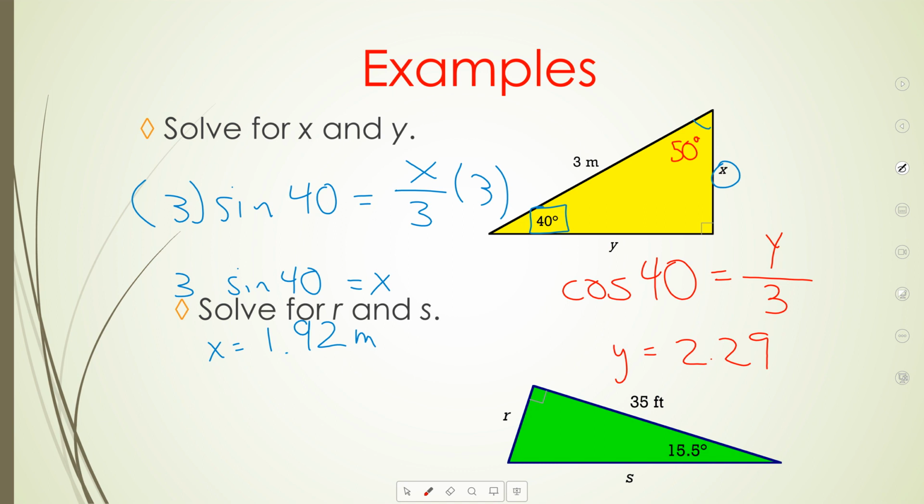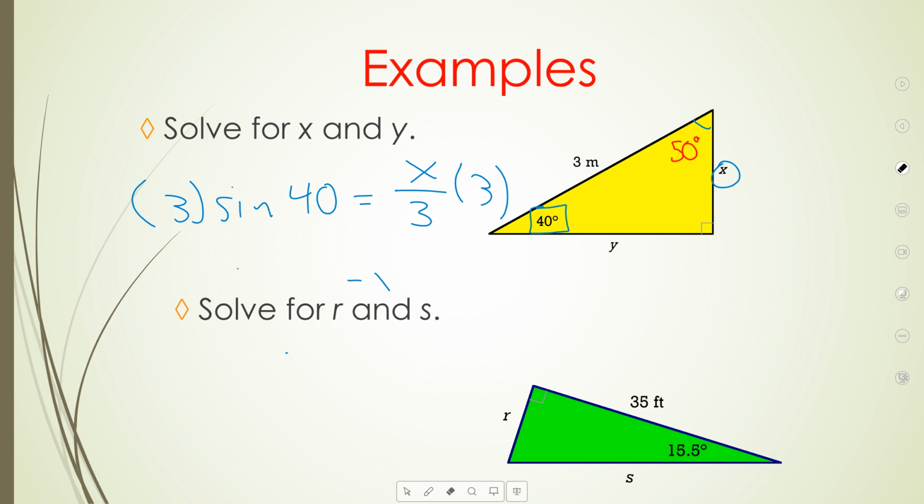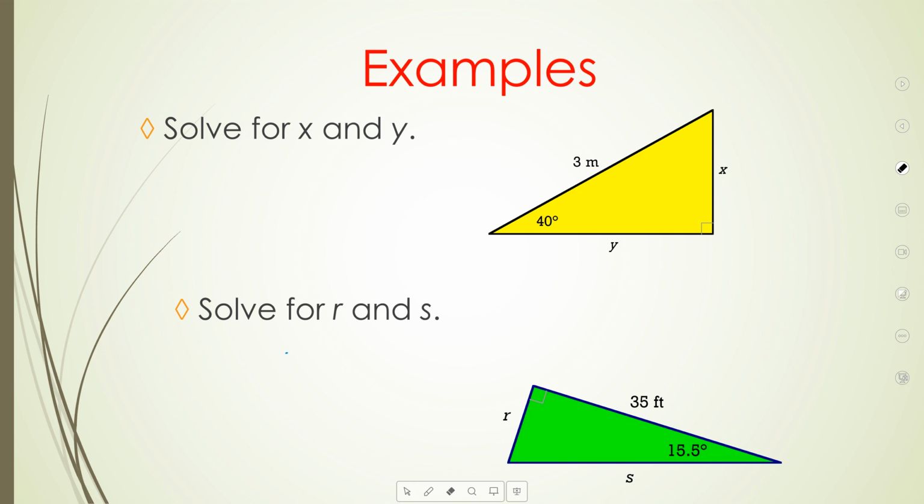Let's get this out of the way. You and your group solve for R and S. Go. Real quick, so you don't go down the rabbit hole. Olivia, which one is the hypotenuse, 35, R, or S? S is the hypotenuse. Okay, good. Carry on.